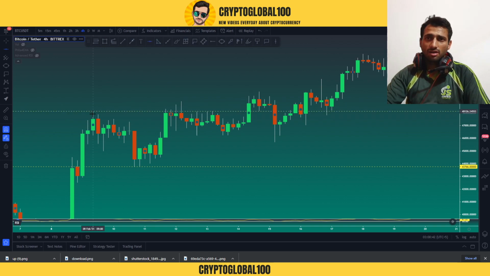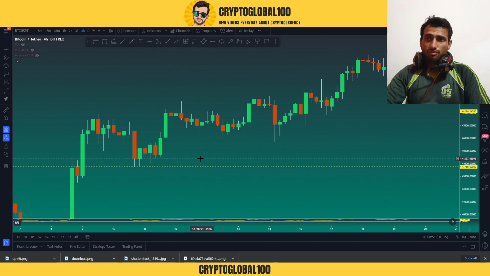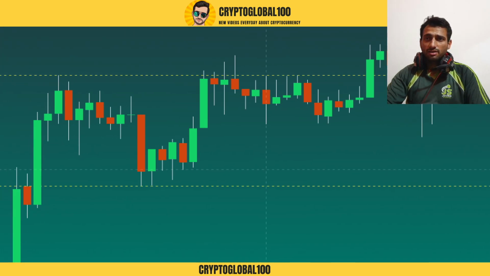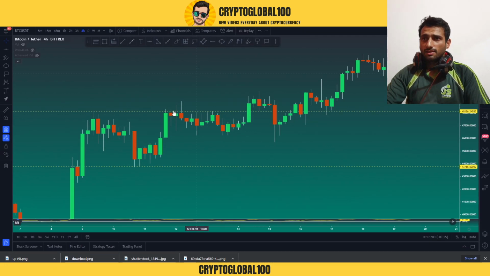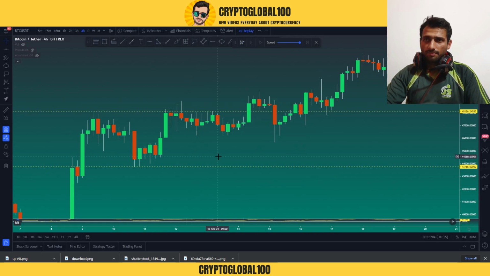So I'm going to draw another level here. Now this is our resistance area because the price has not gone up, and this is our support area because price has not fallen below this area. So now next up, we're going to find out the area. I'm going to delete this one if it's not possible, okay.